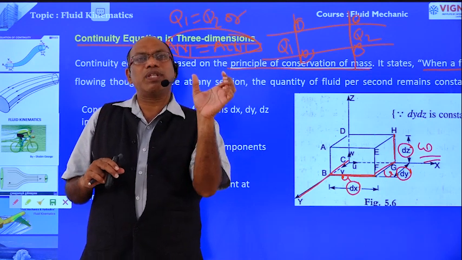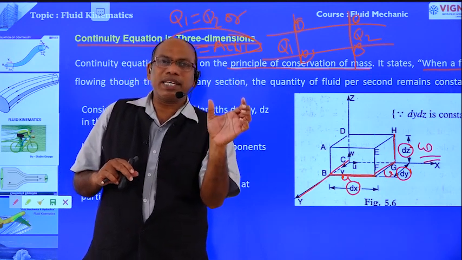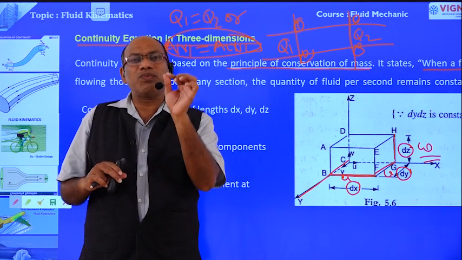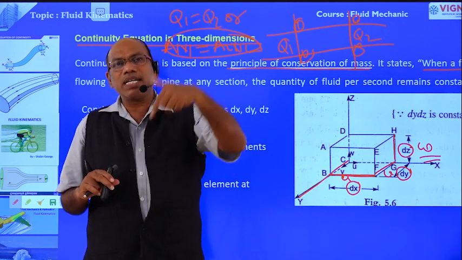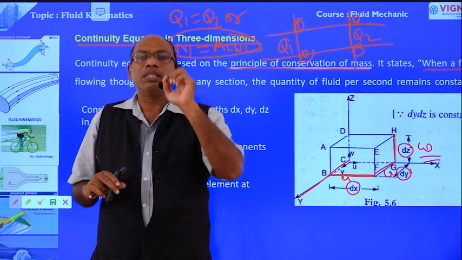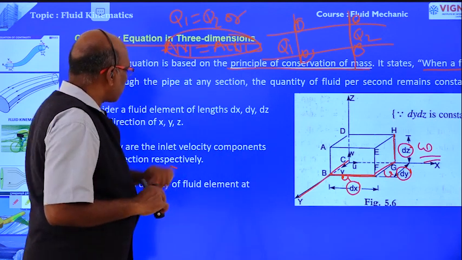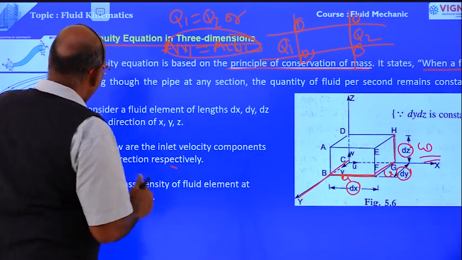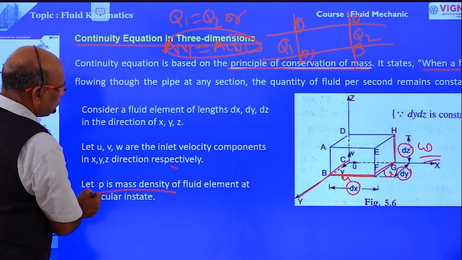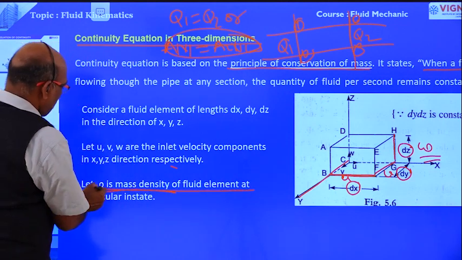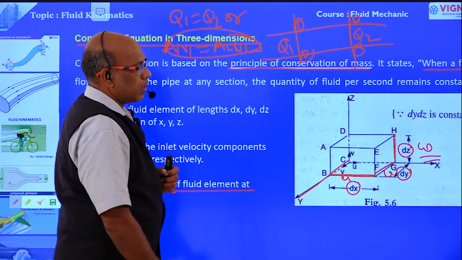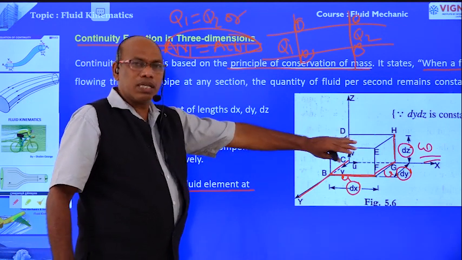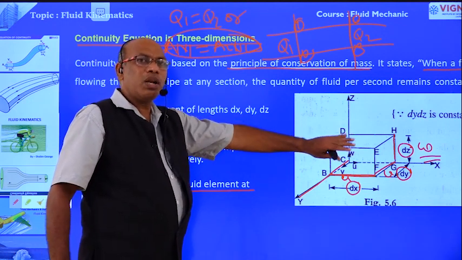dx is the length of the element in the x direction, dy is the length of the element in the y direction, dz is the length of the element in the z direction, right? This is about the diagram, right? And rho is the mass density of the fluid element, right? This is about this elementary small strip.